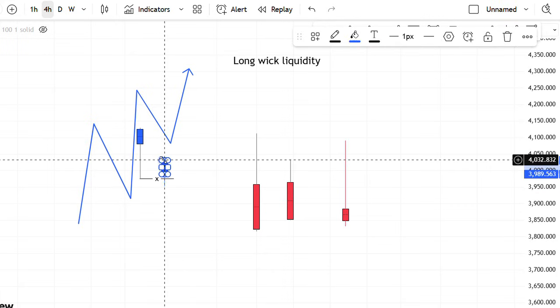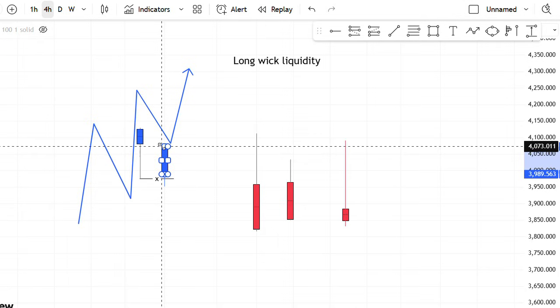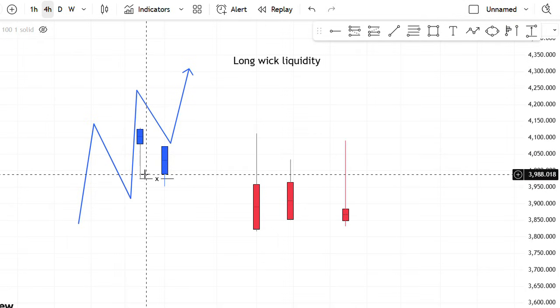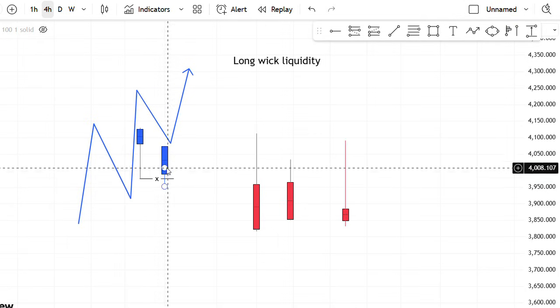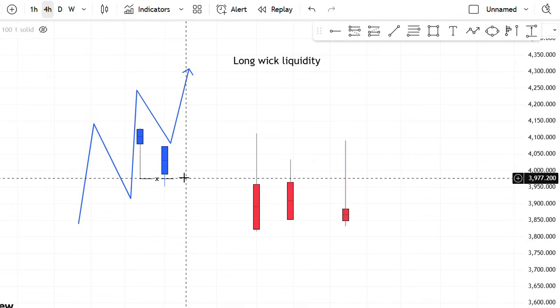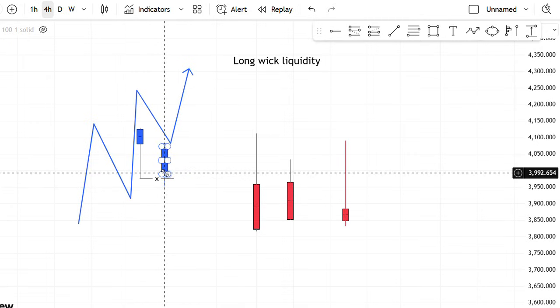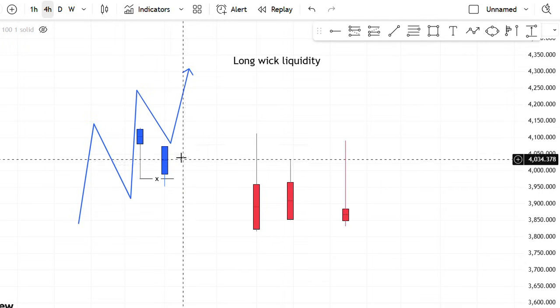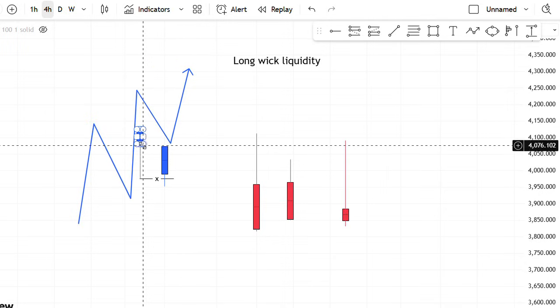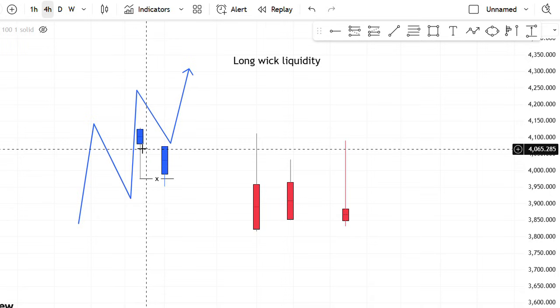Like this, for example. You can see there's still a space here in the market. The body of the candle did not close the whole liquidity, but it swept the liquidity out and closed above it. But the body of the candle should close a significant space of this wick here.